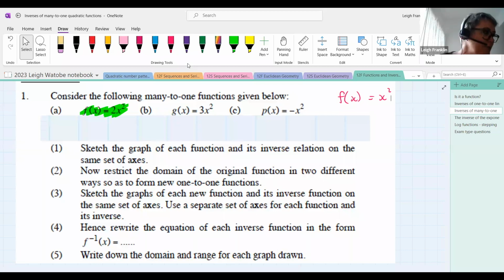Samkelo, go for it. Hi, ma'am. Hi, Samkelo. The difference is that the x now has a coefficient of 2. Absolutely. And what does that do to the graph, Samkelo? Do you know?